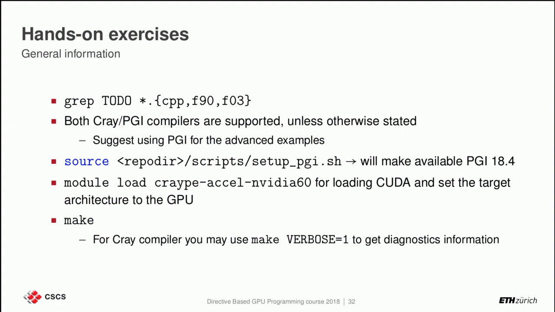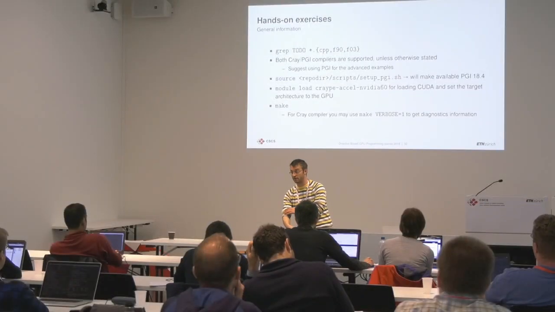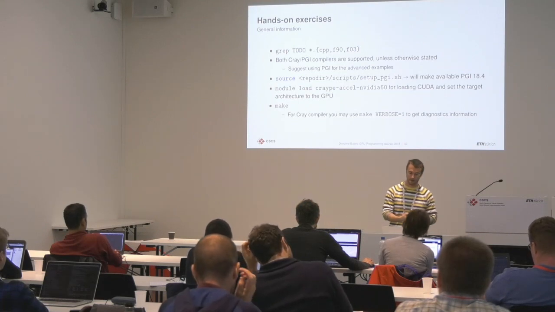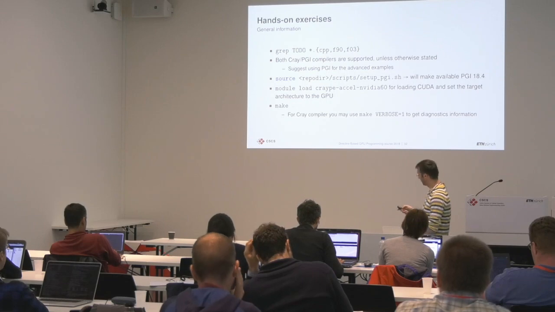And we always provide a makefile, so usually you just do make, and that's it. If you happen to use the Cray compiler, you should do make verbose equals 1 to get all the messages. For the PGI compiler, I'm always printing the messages about the accelerator, and then you can see which parts were offloaded to the accelerator.